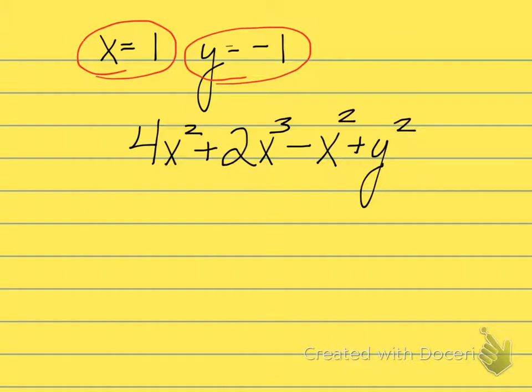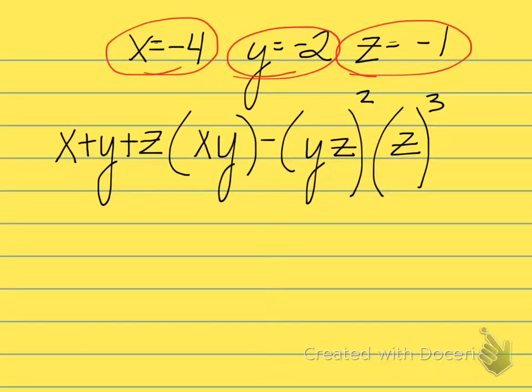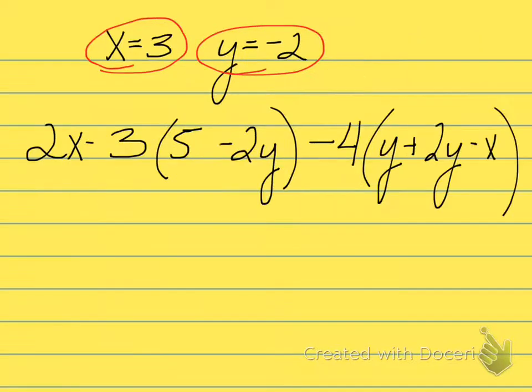The next one gives me x equal to 1 and y equal to negative 1. We have 4x squared plus 2x cubed minus x squared plus y squared. Our next one, x is equal to negative 4, y is equal to negative 2, and z is equal to negative 1. x plus y plus z times the quantity of xy, minus the quantity of yz, and that quantity is squared, times another quantity of z, and z is being cubed. I think this is the last quantity. I'm not sure. We'll find out.